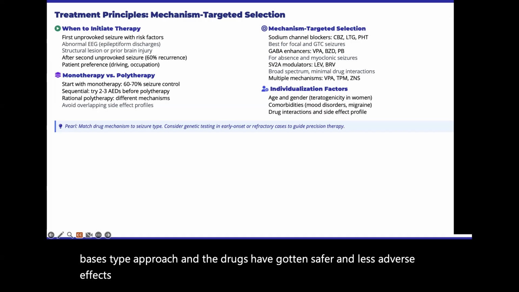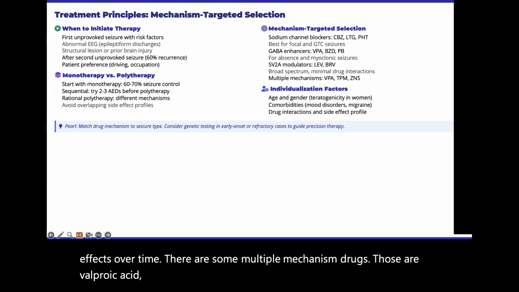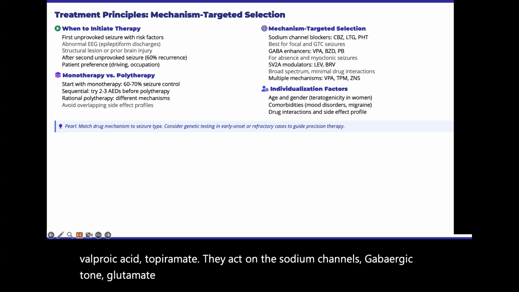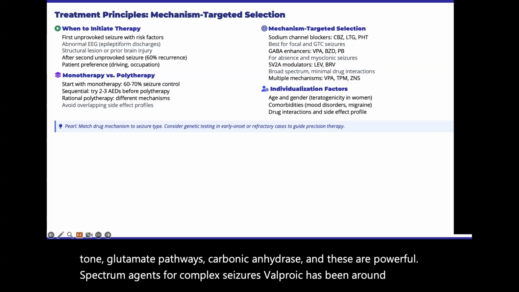There are some multiple mechanism drugs. Those are valproic acid and topiramate. They act on the sodium channels, GABAergic tone, glutamate pathways, and carbonic anhydrase. And these are powerful broad spectrum agents for complex seizures. Valproic acid has been around a long time. You can therapeutically drug monitor it.